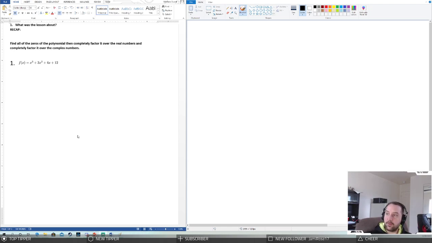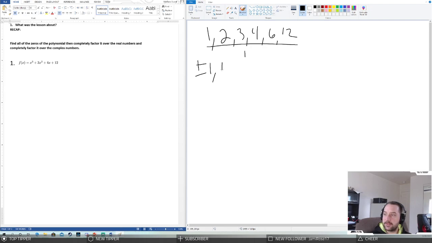So the factors of 12 over the factors of 1. So we get plus or minus 1, plus or minus 2, plus or minus 3, plus or minus 4, plus or minus 6, and plus or minus 12. So we have to test those zeros. Now, just looking at this one here, because it goes from positive to positive to positive to positive, that tells me that by Descartes' rule of signs, there are no positive zeros.